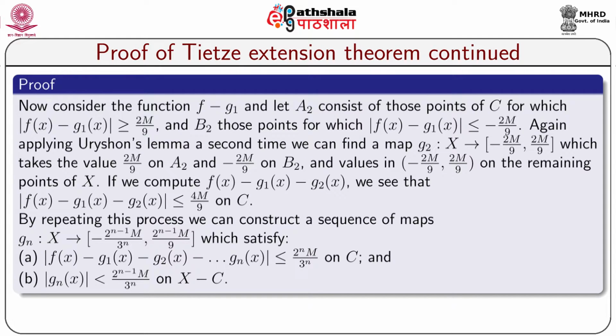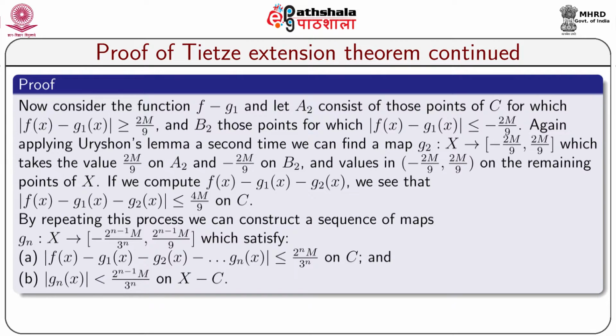Now, we shall handle the function f(x) minus g1(x), and let A2 consist of those points of C for which modulus of f(x) minus g1(x) is greater or equal to 2m/9, and B2 consists of those points for which modulus of f(x) minus g1(x) is less or equal to minus 2m/9.